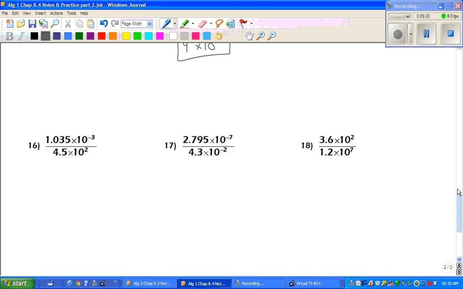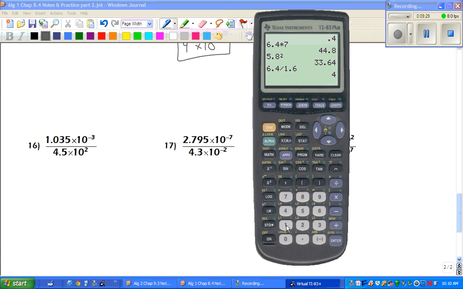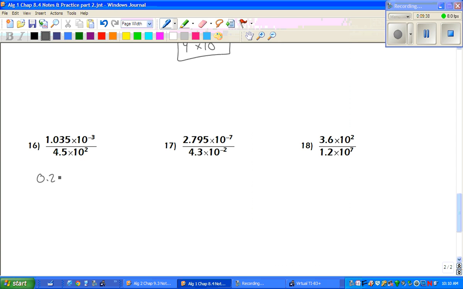Okay, so for number 7, or 16, whatever. No, it's number 7 on your sheet. My numbers are a little off. So we have to divide the numbers. 1.035 divided by 4.5, and we get 0.23. So 0.23. Remember, you have to subtract those exponents, so that's negative 3 minus 2 is negative 5. Now, we're going from a small number to a big number. So when you're going from small to big, you have to subtract from the exponent. And there you go.